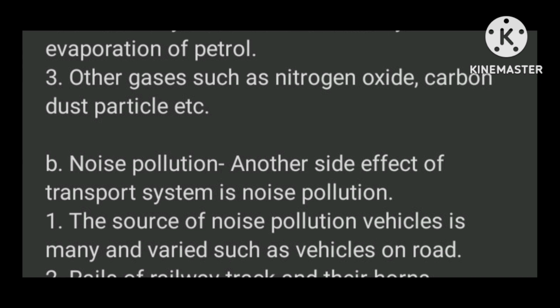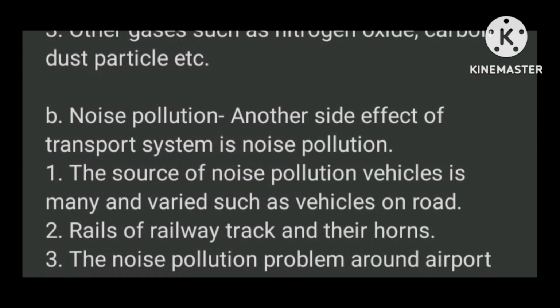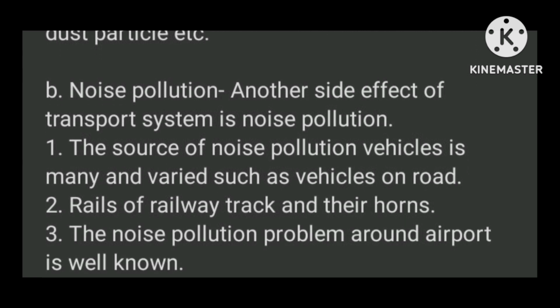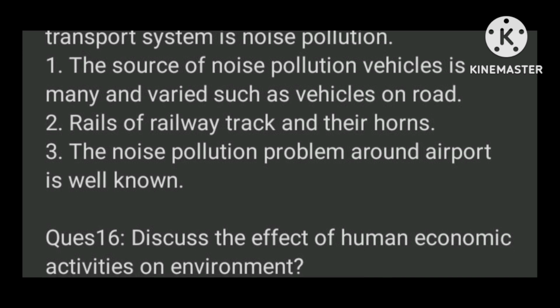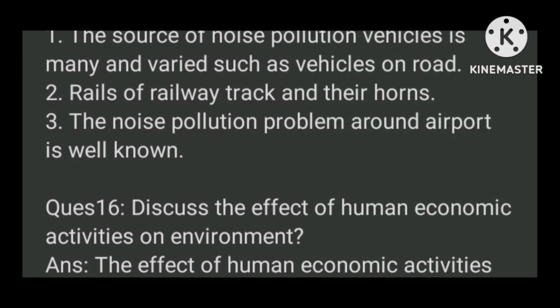B. Noise pollution. Another side effect of the transport system is noise pollution. The sources of noise pollution are many and varied, such as: 1. Vehicles on the road. 2. Rails of railway tracks and their horns. 3. The noise pollution problem around airports is well known.